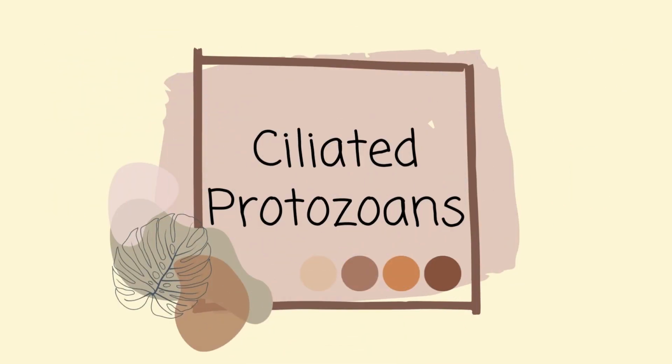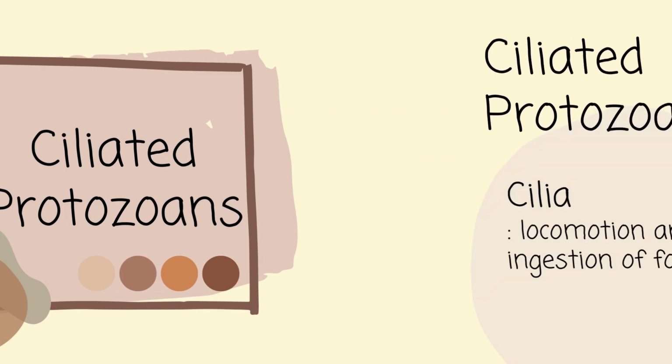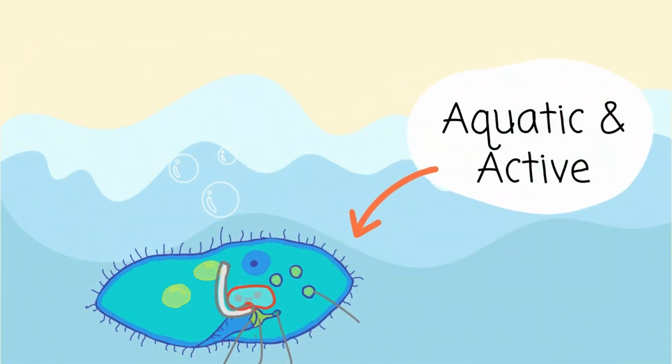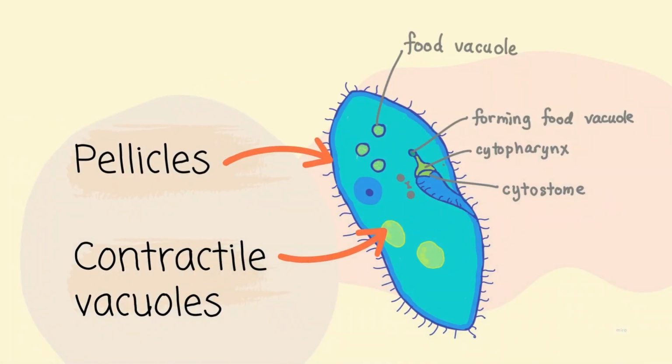Last but not least, ciliated protozoans are one of the types of protozoa. As the name tells, ciliated protozoans have many cilia that play a crucial role in aiding the locomotion of cells and ingestion of food. They are aquatic and actively propelled by cilia, and the movement of cilia helps to bring food into the gullet. These types of protozoans have a fixed shape as they are covered by a pellicle coating. They have contractile vacuoles too.